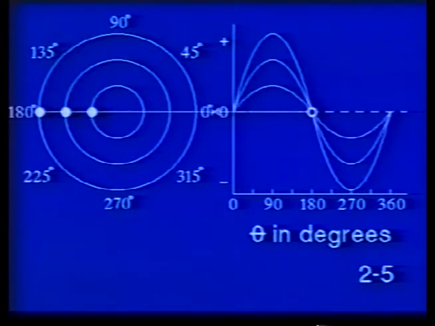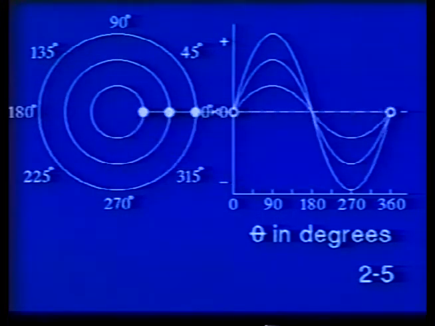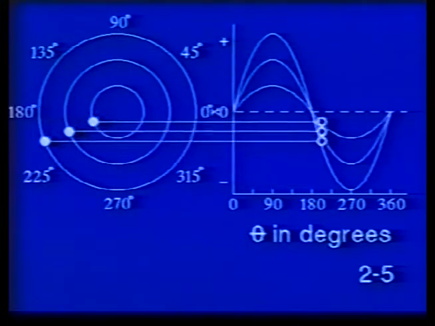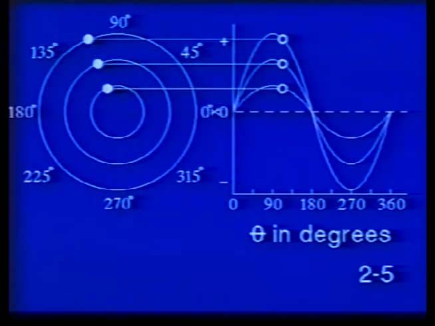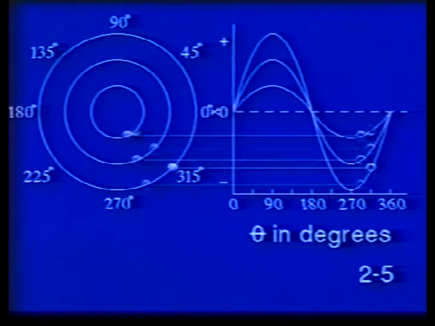Now the projections from three wheels of different sizes are shown at the right of the screen. Each of the three wheels rotates with the same frequency. We can easily see that the largest of the three wheels produces the largest displacement on the waveforms at the right.